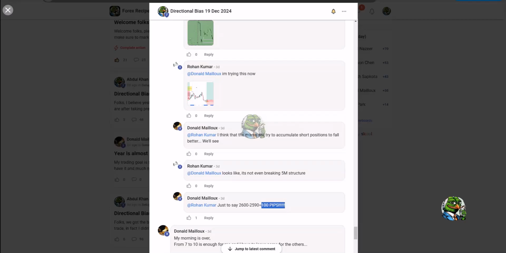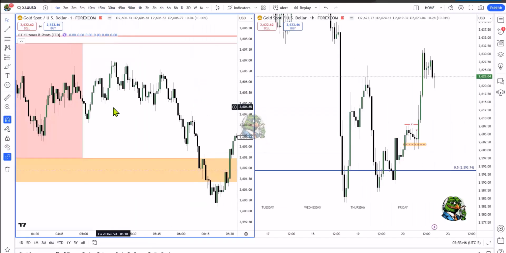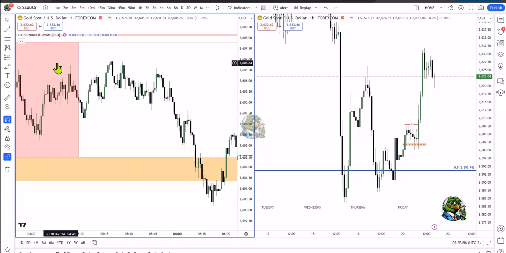Okay, so what I want to do now is continue the discussion of discount to premium. I've now moved down to a 1 minute chart. Okay, this is now price action from Friday after the London session has closed. This is in the gap time between London and New York. Okay, we can see price is moving down. So what do we have here?